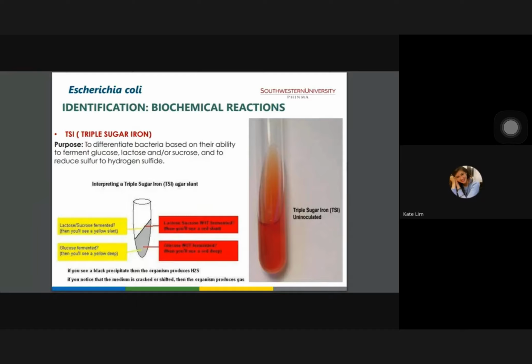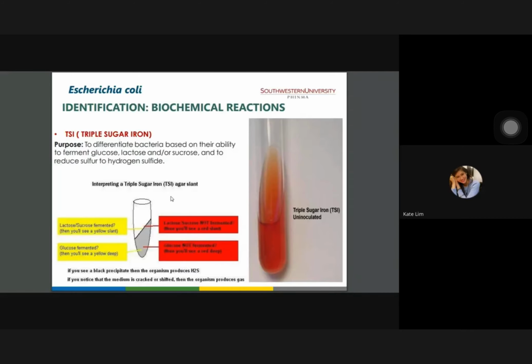Before we go to the triple sugar, your TSI actually helps us in differentiating the bacteria in three ways. Please write this down. Number one, your TSI helps us to differentiate bacteria based on their ability to ferment these three sugars, the triple sugar: glucose, lactose, and sucrose. So again, TSI helps us in differentiating the ability of the bacteria to ferment glucose, lactose, and sucrose. That is why it's triple sugar.